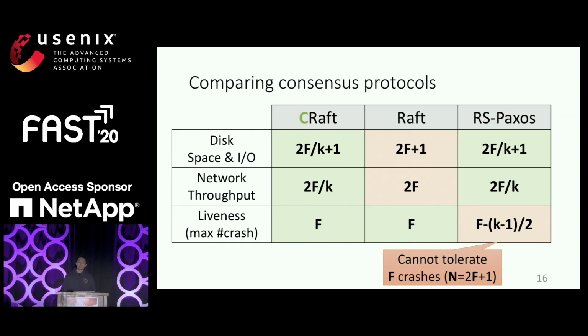When we compare CRAFT with original Raft and RS-Paxos, we can see both CRAFT and RS-Paxos achieve the same savings in network and storage space because we're using the same Reed-Solomon code. However, RS-Paxos has suboptimal liveness, as it cannot handle F crashes. Far before F servers crash, the system loses liveness. It cannot proceed with any new data.